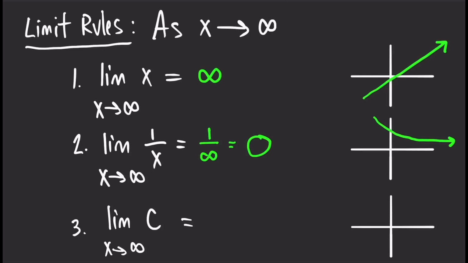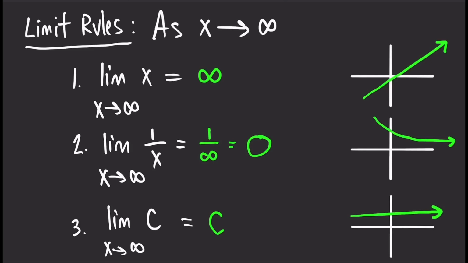Okay, and our last one. The limit as x approaches infinity of c. If you notice here, that's c, that's x. There is no x in this expression. That is just a constant. So the limit of any constant is simply the constant. So what this is going to look like as x approaches infinity is that the y value is going to stay exactly the same. So that's going to look like a horizontal line.